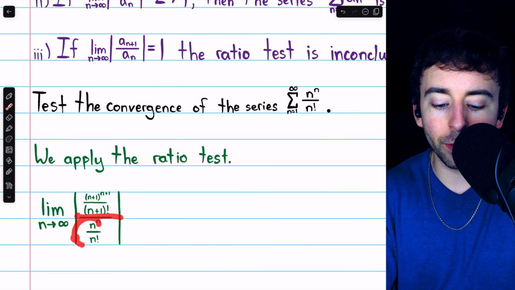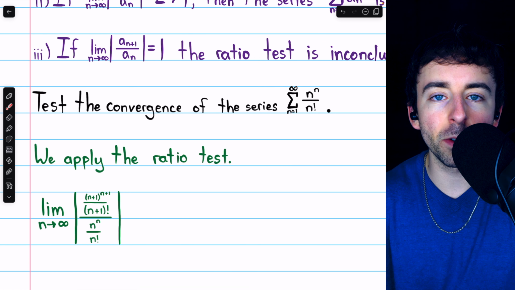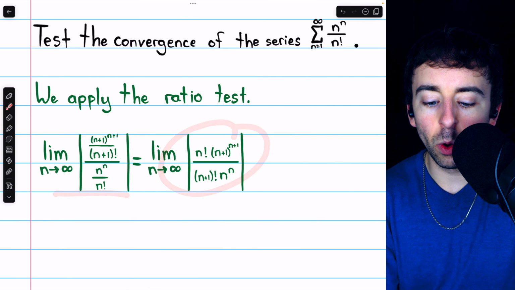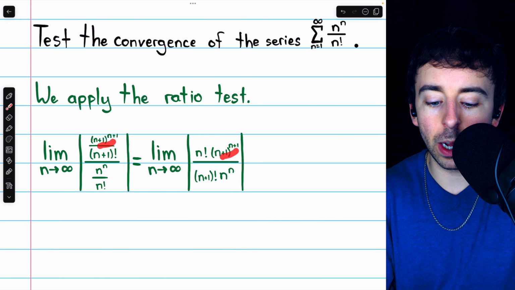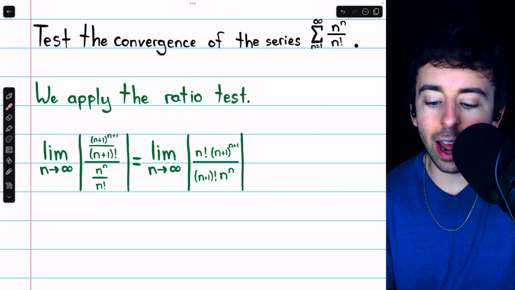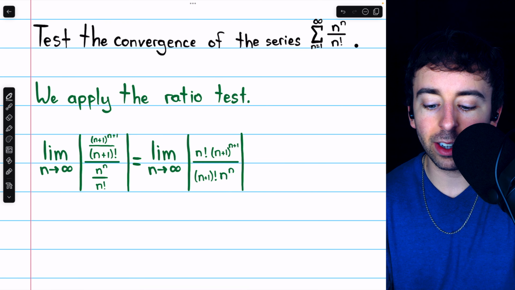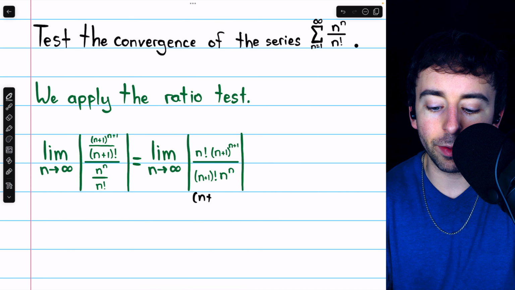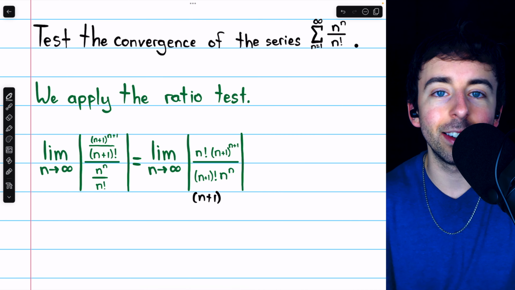Now, dividing by a fraction is the same as multiplying its reciprocal, so let's rewrite. Rewriting the fraction gets us here. We have (n+1) to the n+1 multiplied by n factorial, divided by (n+1) factorial times n to the n. Now, n factorial and (n+1) factorial will almost completely cancel out. It's just going to leave behind a factor of n plus 1 in the denominator.